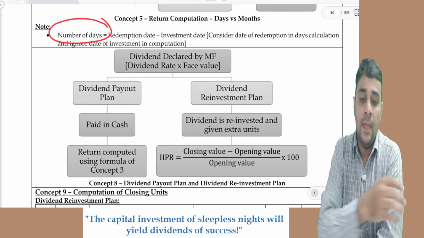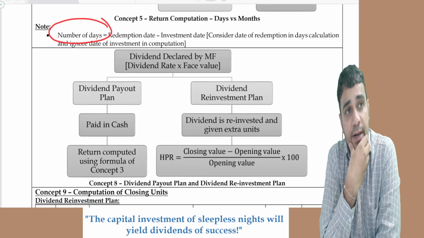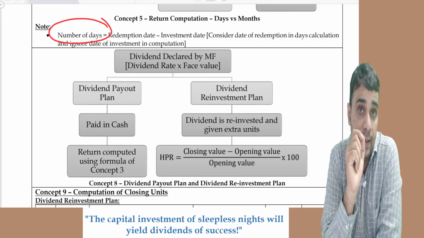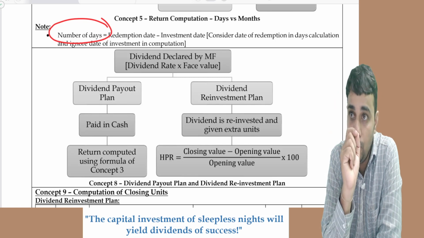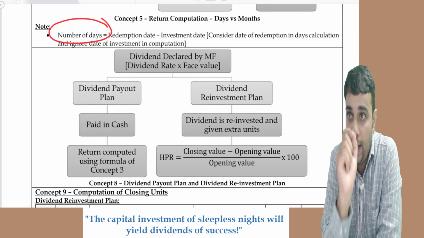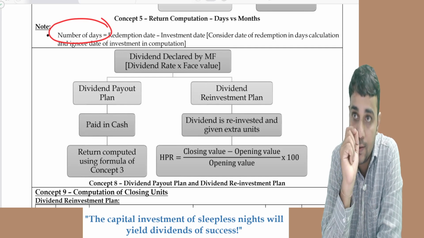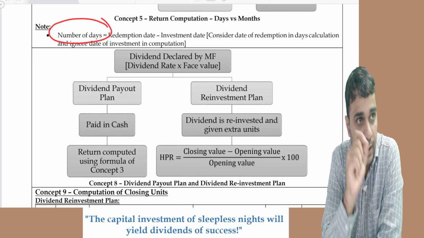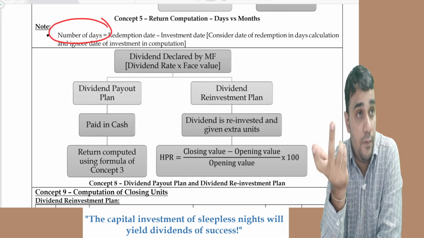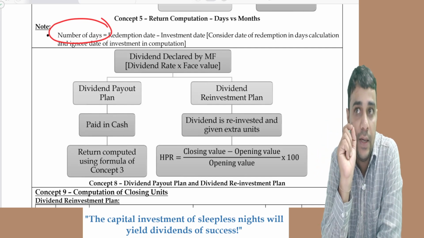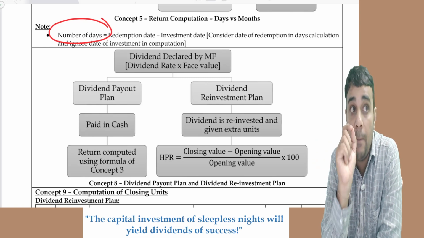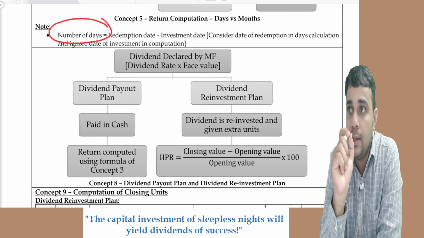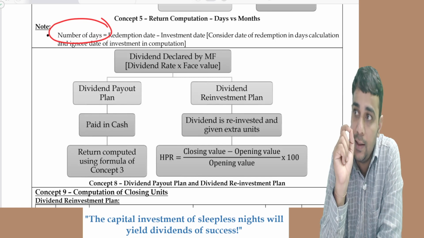Next is dividend. Whenever a mutual fund declares dividend, there are two things which can happen. First thing is dividend means dividend rate into face value. It is not dividend rate into NAV. Some students think it is on NAV. No, it is on face value. In a share, when dividend is declared, dividend rate into face value. There are other ways also. If they give dividend yield, that is on market price or the NAV.